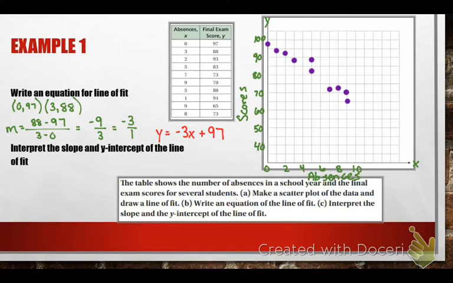So now, here's the challenging part. I need to interpret the slope. What does it mean to have a negative 3 over 1? Well, slope is rise over run. Does everybody agree that slope is rise over run? If I were to plot this on a graph, all right, so what does my rise value stand for? What is my y? The scores. So a negative 3 would mean that the score would go down by 3 points.